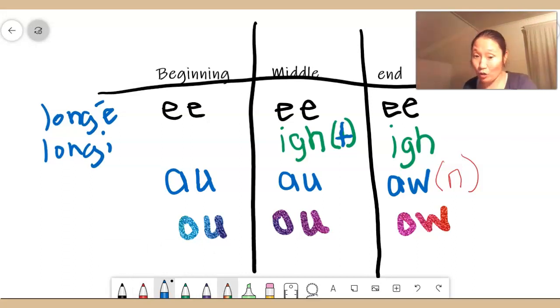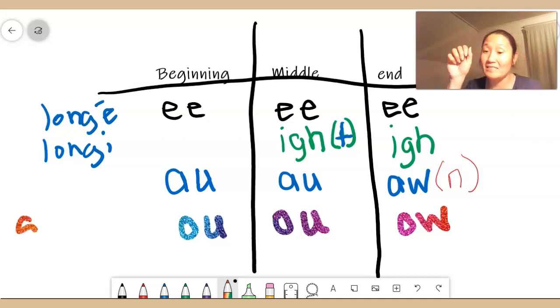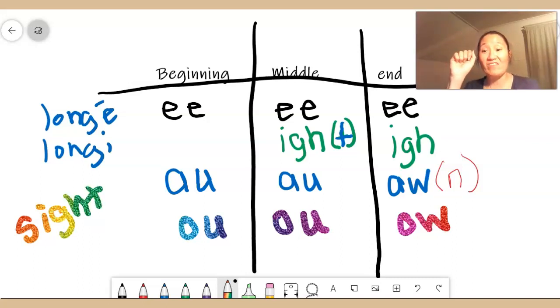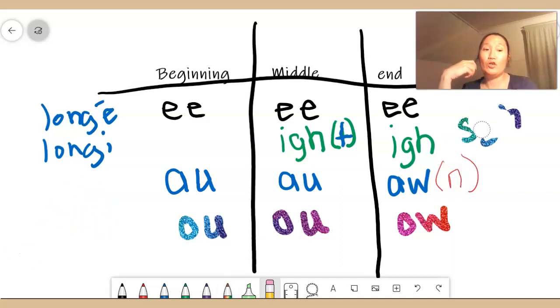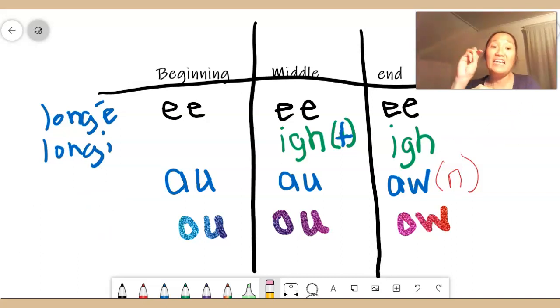If I had the word, S, the S sound followed by the I sound is always S-I. Sight, sight. Okay? If I didn't have the T, it would be S-I, S-I. So it would be spelled S-I-G-H. Okay? So it would be at the end. If you want to have the word light, light.